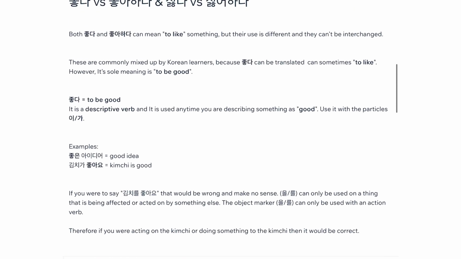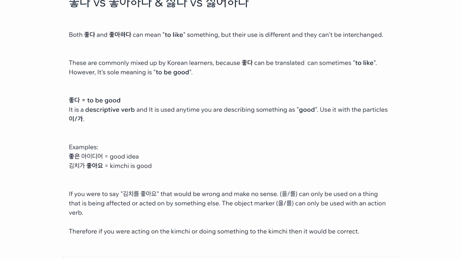So, examples: good idea, 좋은 idea, 좋은 생각 is another way to say it. 김치가 좋아요, kimchi is good. 물이 좋아요, water is good. We can say 한국어가 좋아요, Korean is good, Korean language. 책이 좋아요, books are good, anything. But we want to use the 이 and the 가 because we're describing these things, right?